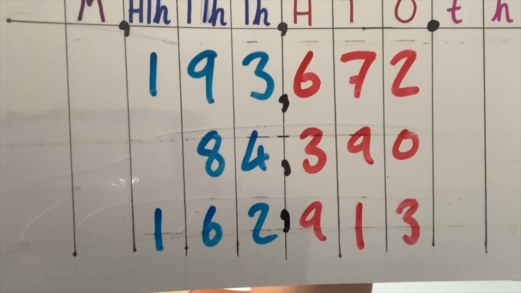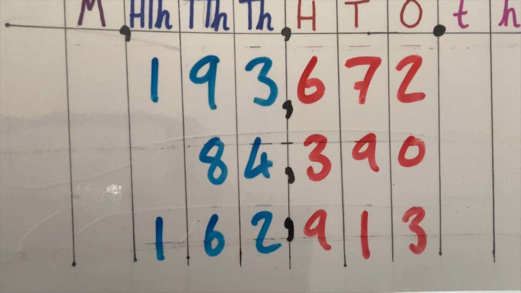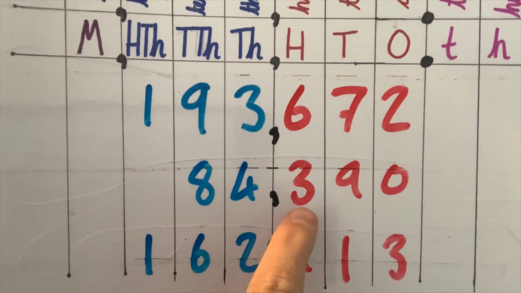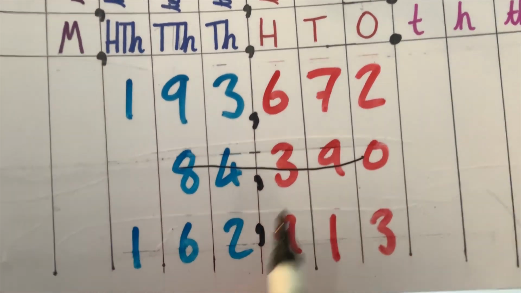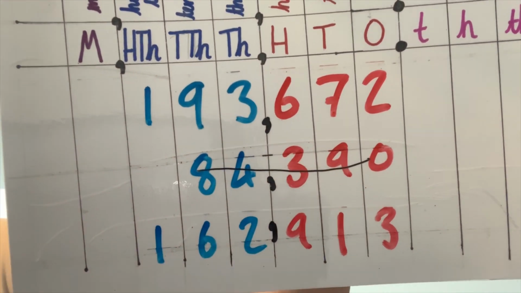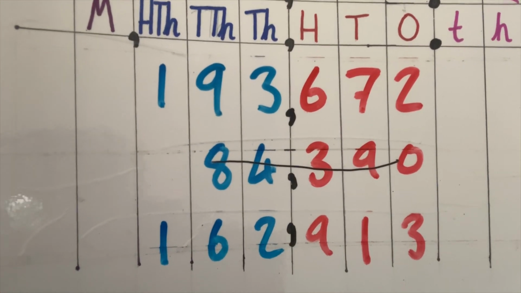Hopefully you spotted that out of our 3 integers, one of them actually has fewer digits, 84,390. That makes it the smallest one. In my book or on my piece of paper, I would write that one down and then cross it out from the list so I know that I've used it.